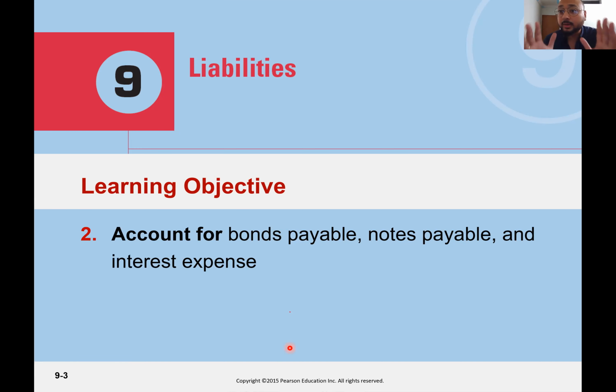Don't confuse this: interest expense is not a long-term liability. No, my dear. Interest expense is an income statement item, not even a balance sheet item. Interest payable is a balance sheet item. So there is a difference between interest expense and interest payable, and interest payable is normally a current liability, not a long-term liability.